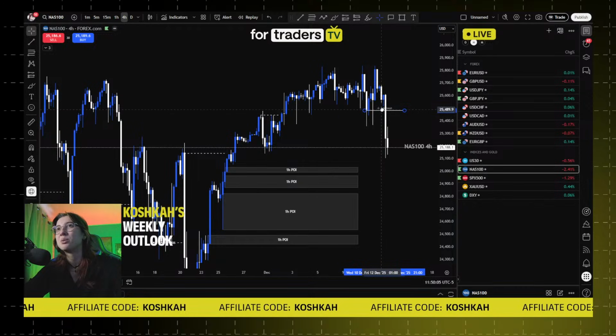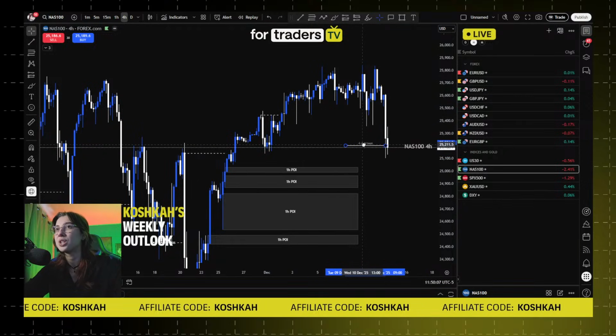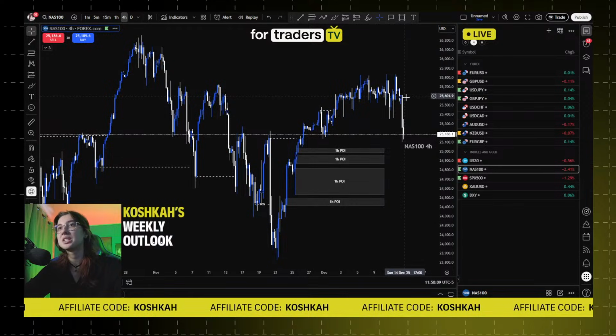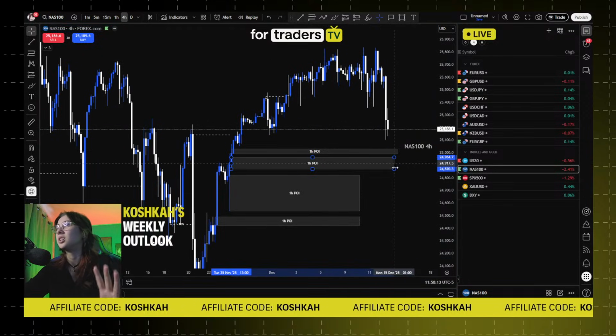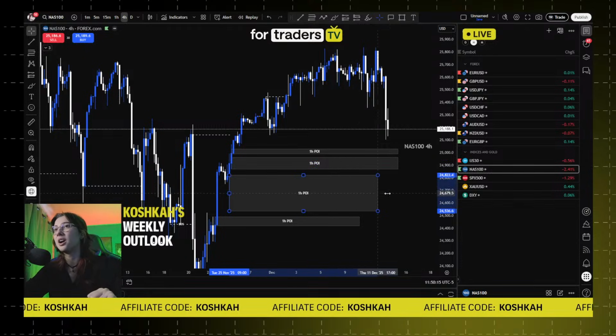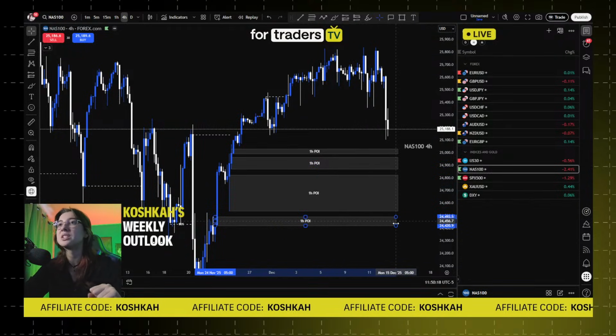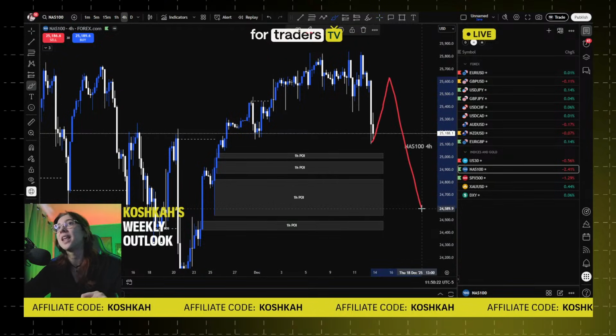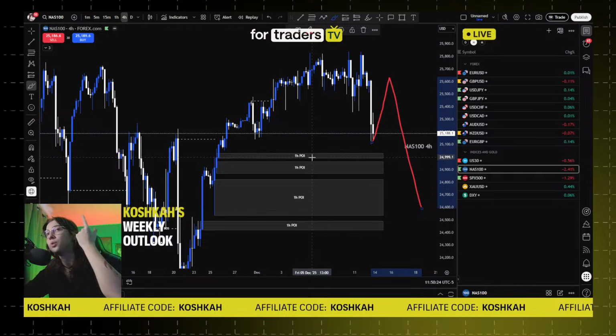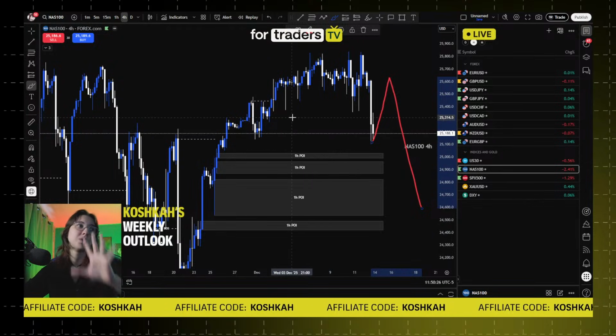So now that means we broke structure here, we broke structure here, but the buys would still be valid, because this looks really ugly and this looks like a lot of accumulated liquidity. So I would still keep the buys valid. If, however, we have a pullback and then a break, then I would remove the buys, but for now they would still be valid.